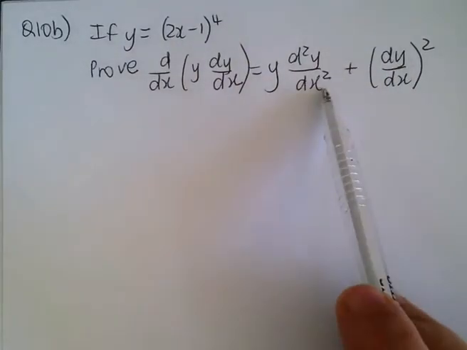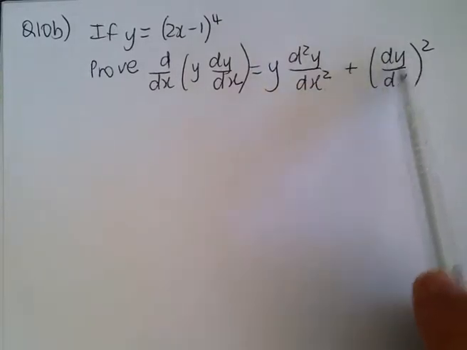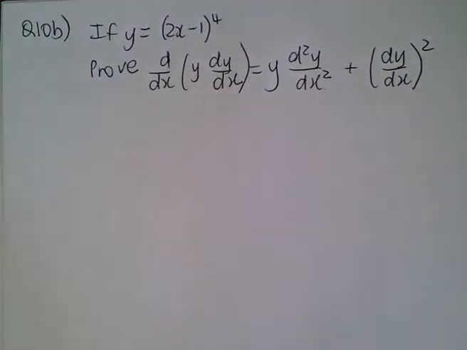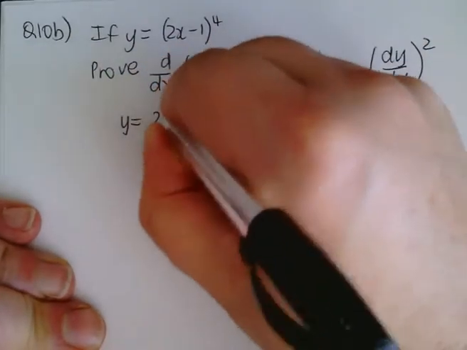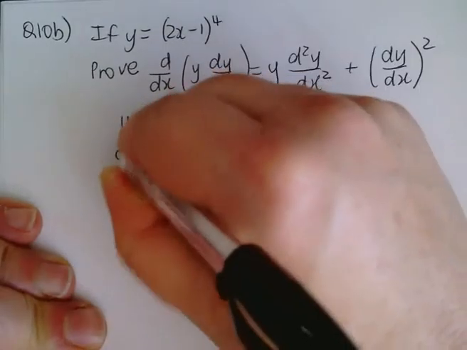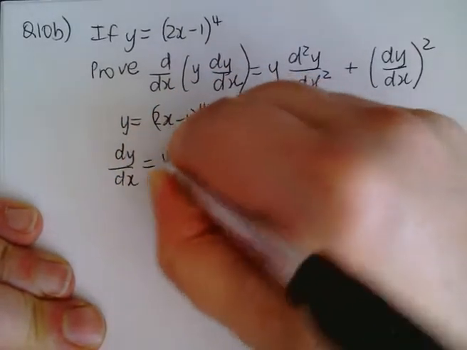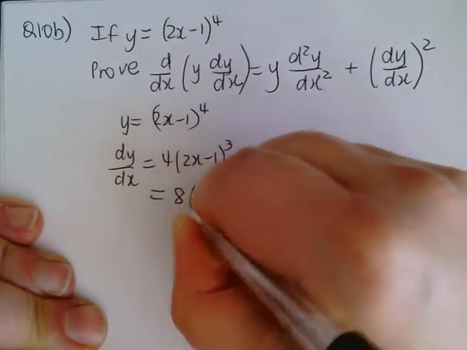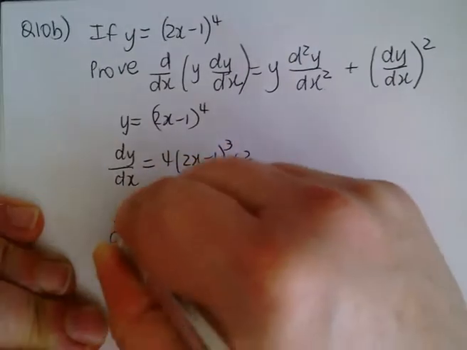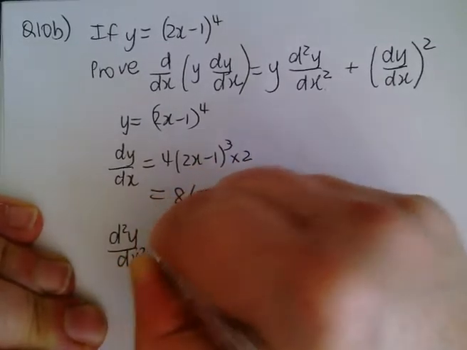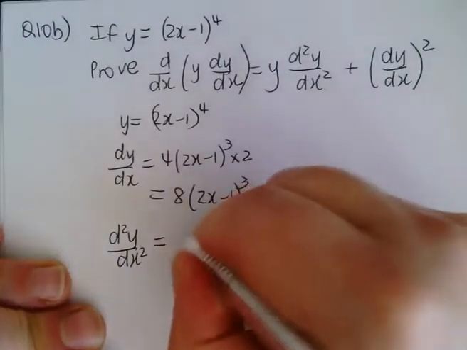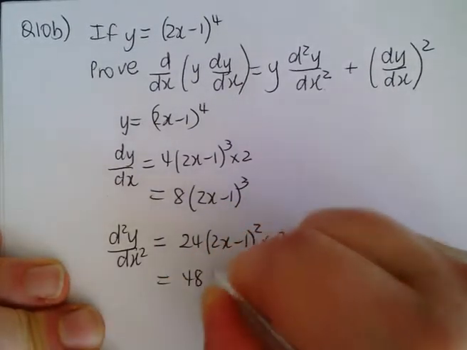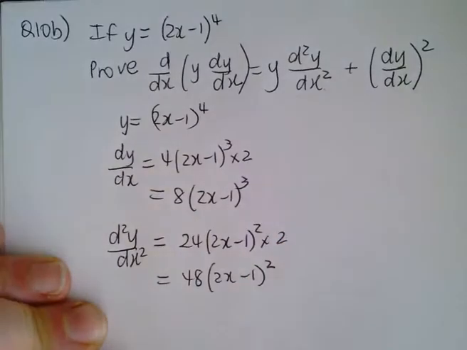Because d squared y by dx squared is the second derivative, but (dy dx) squared is not the second derivative, it's the first derivative squared. Okay, so let's just write out what we've got. Let's do our first derivative. Dy dx is, what, 4 bracket 2x minus 1 cubed times 2, which is 8 bracket 2x minus 1 cubed. The second derivative is just 24 (2x minus 1) squared times 2, which is 48 (2x minus 1) squared.